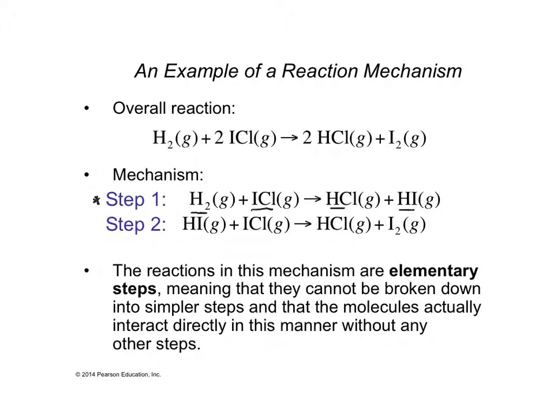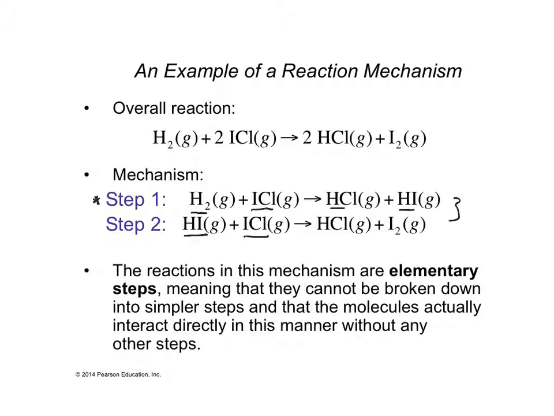Then in our second step, that HI that we just made is going to collide with an ICl to form another HCl and an I2. That is our overall reaction, but we're saying it takes place in 2 separate steps, and those 2 separate steps only need 2 things to collide. So again, going back to probability, the probability of each step happening is actually pretty high.